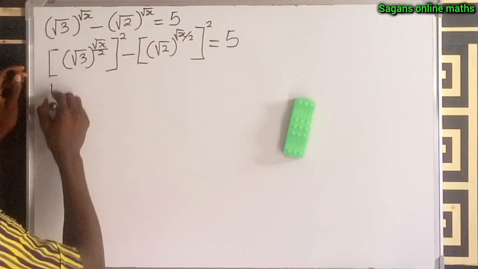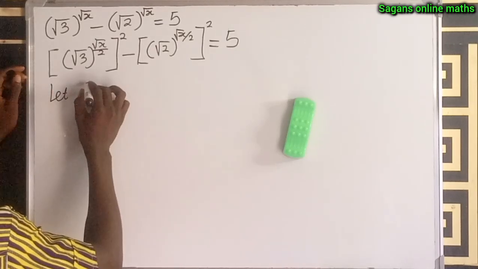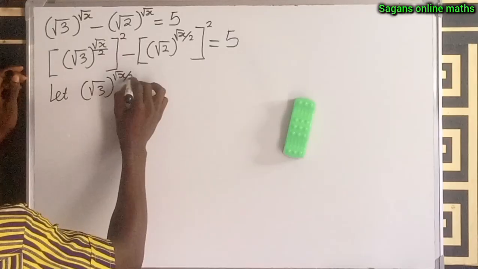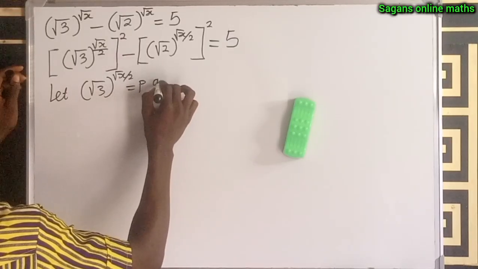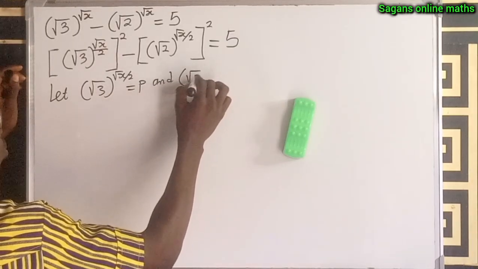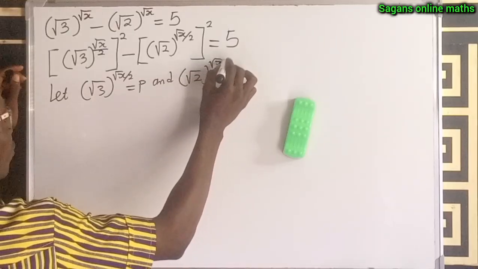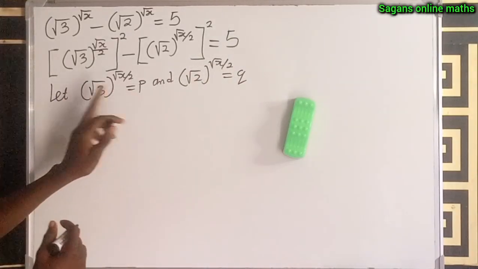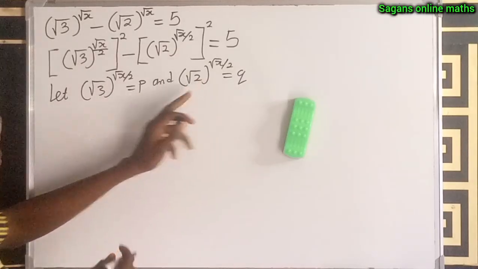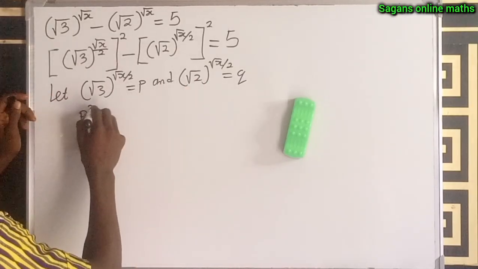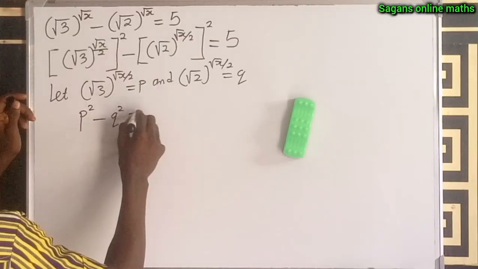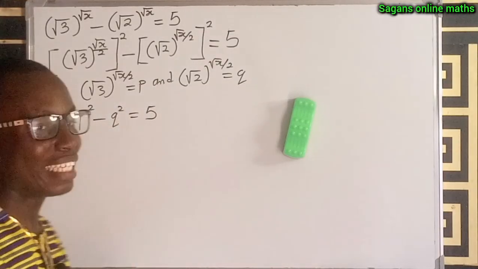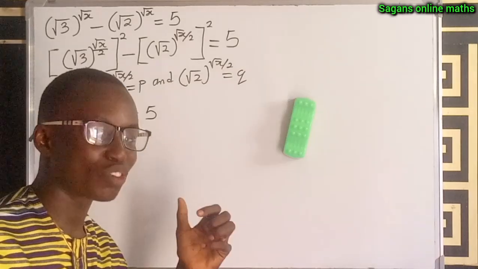Now we are not wrong if we say let root 3 to the power of root x divided by 2 equal p, and root 2 to the power of root x divided by 2 equal q. So we have to substitute p in place of this and substitute q in place of this. This is p square minus q square equals 5. Wow, this is amazing.